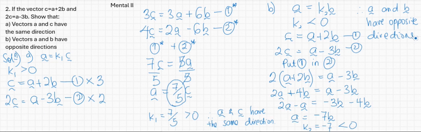So what do we learn here? We learn that if two vectors have the same direction, then one is a scalar multiple of the other, and the scalar is positive. And if two vectors have opposite directions, one will be a scalar multiple of the other, but the scalar will be negative. Thank you.